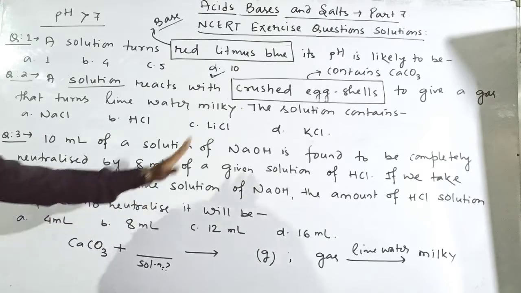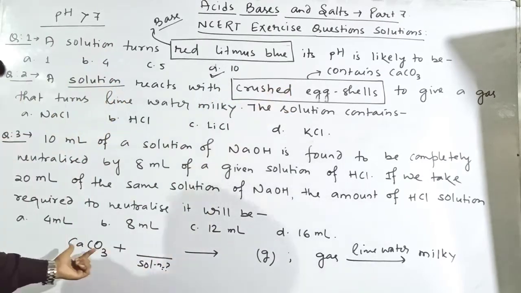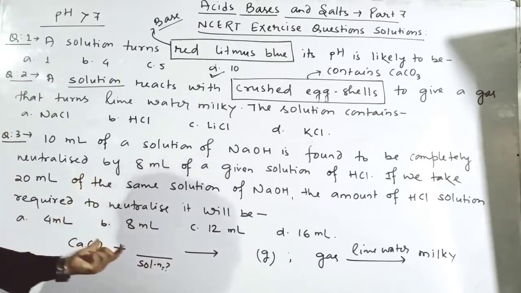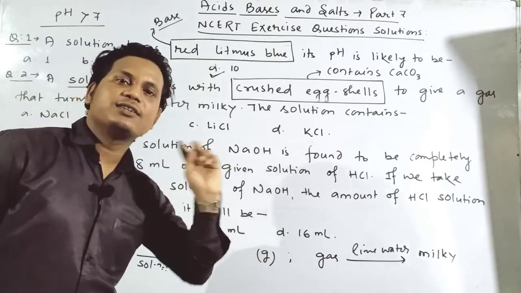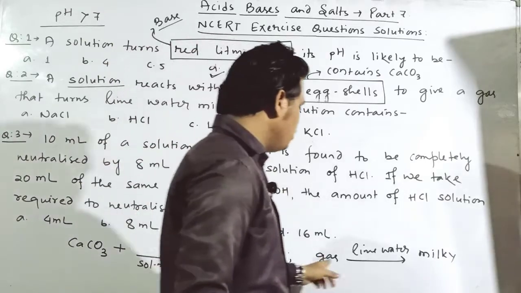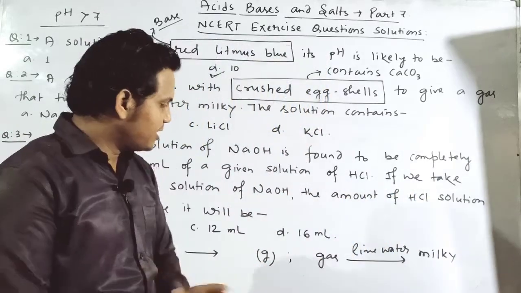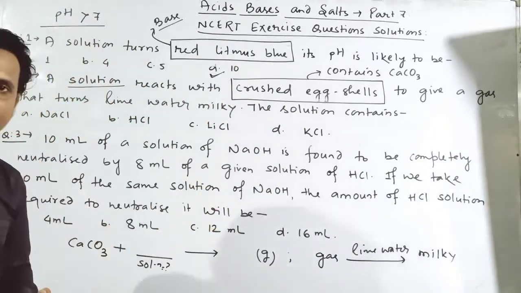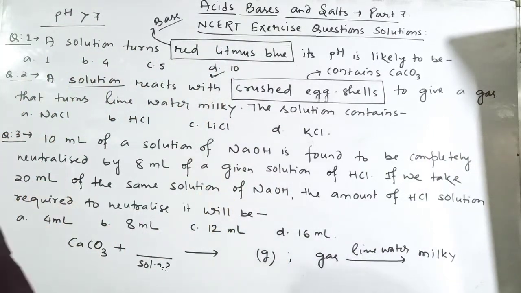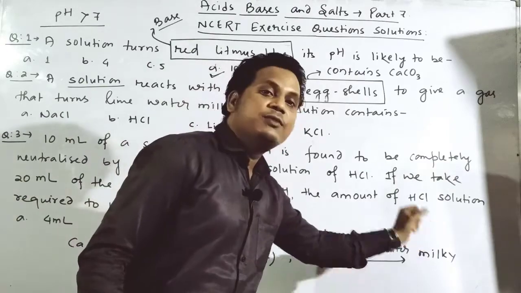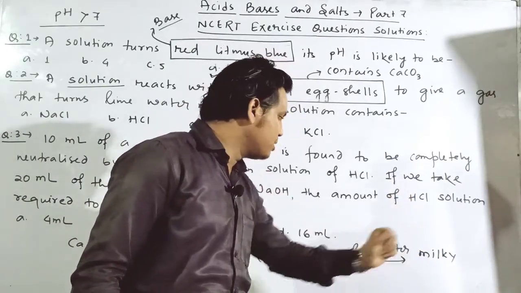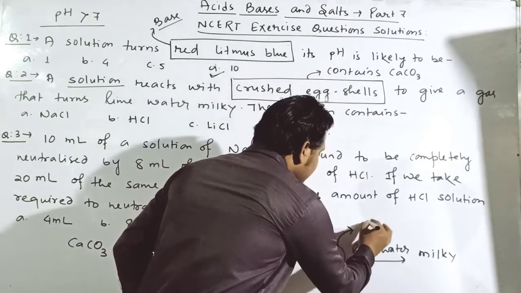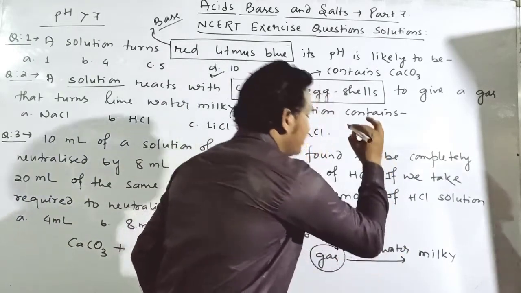Now see, crushed eggshell contains calcium carbonate. It reacts with a solution to give a gas. That gas converts lime water to milky. Now we have studied that lime water is aqueous slaked lime, calcium hydroxide. So lime water is turned milky by a gas, and the name of the gas is carbon dioxide.